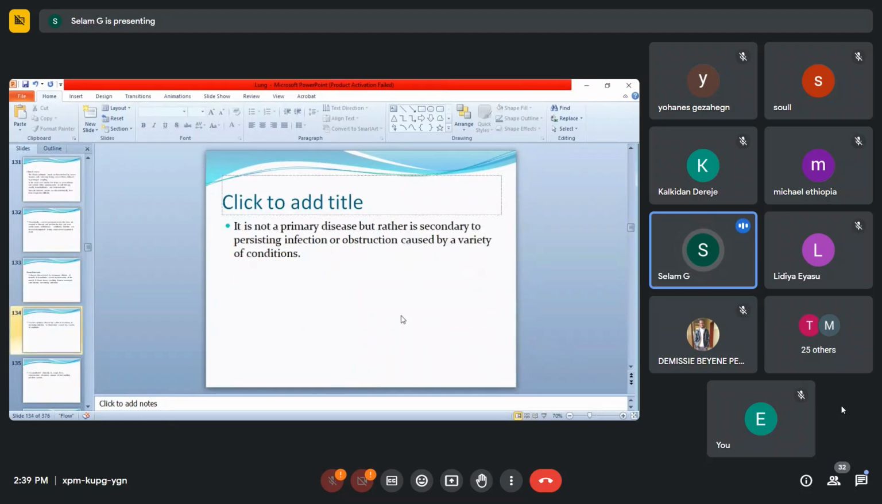It is not a primary disease, but rather is secondary to persisting infection or obstruction caused by a variety of conditions. And it is manifested clinically by cough, fever, because there is usually underlying infectious causes, and the expectoration of copious amount of foul-smelling purulent sputum. And most of the time it is caused by secondary infectious conditions.